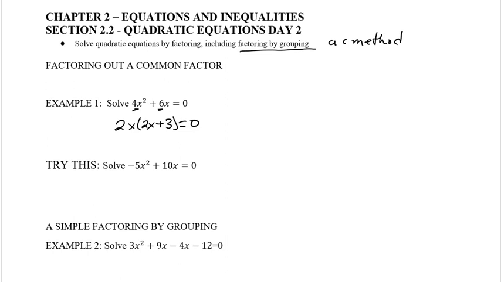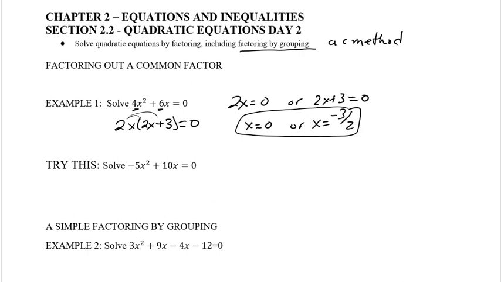Again, if we were to distribute that, we would get right back to 4x squared plus 6x. That was our check to make sure we've done it correctly. So now we use the zero product property: if two things multiply to be 0, then one of the two things has to be 0. So either 2x equals 0 or 2x plus 3 equals 0. If we solve that, we get x equals 0. If we solve here, we subtract 3 and divide by 2, and we get x equals negative 3 halves. Those would be our two solutions.